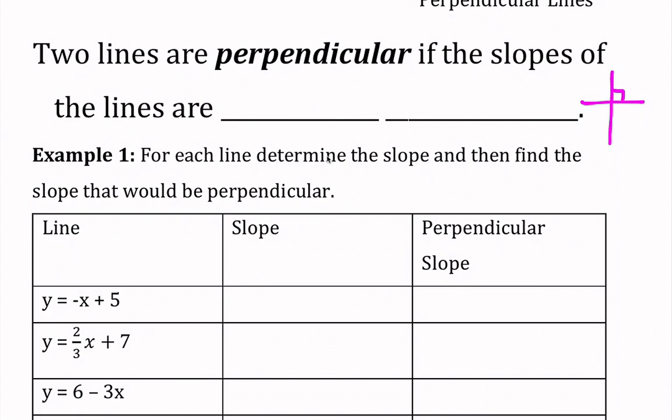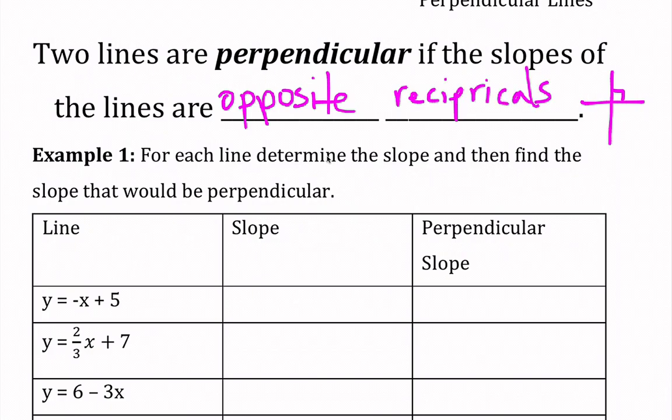Okay, so perpendicular lines actually cross each other, which means that their slopes cannot be the same. We know two lines are perpendicular if their slopes are opposite reciprocals. All right, opposite reciprocals.